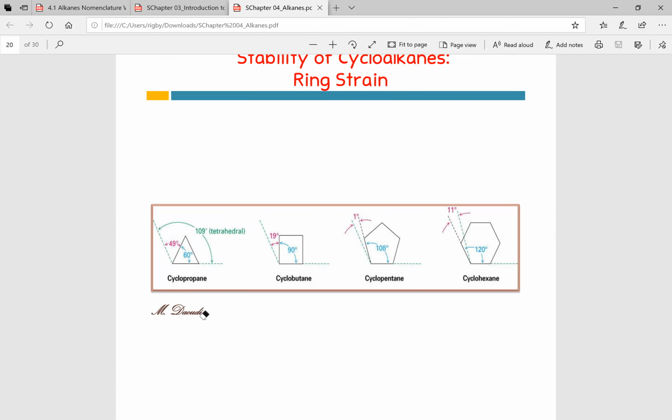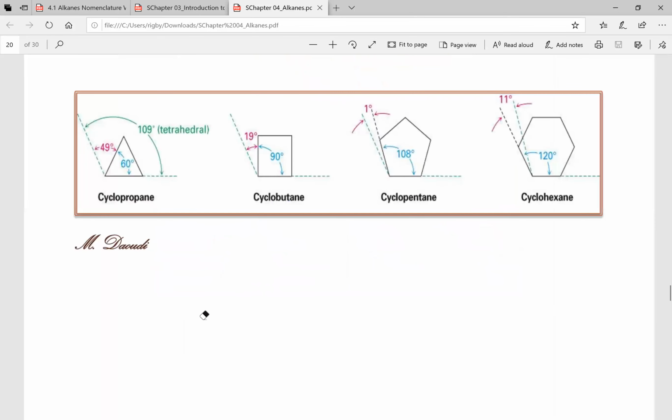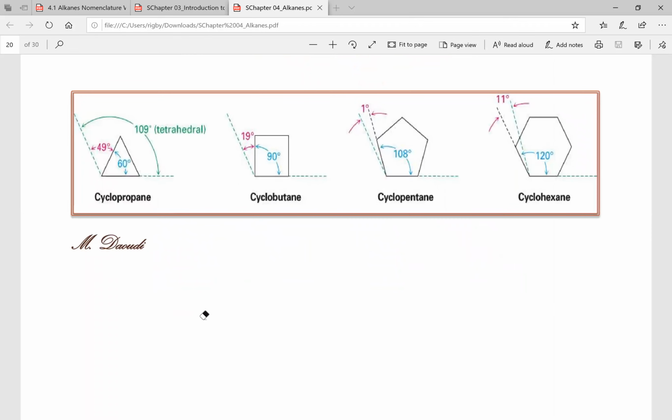Okay, so now we're going to be talking about something called ring strain. Each one of these carbons is going to have electrons around it. So this guy's going to have electrons, this one's going to have electrons, this one's going to have electrons. The closer those electrons are to each other, the more they're going to repel each other, and the more ring strain is going to be put on our cyclo compound.